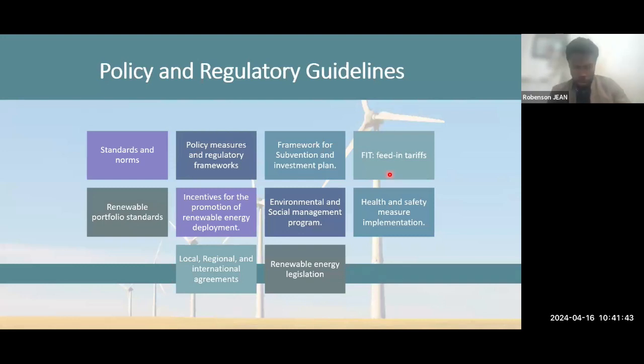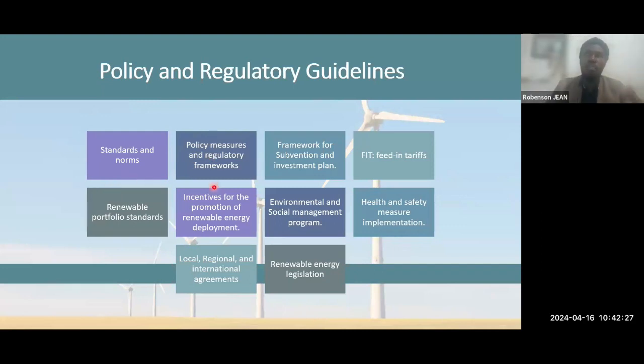So now, after addressing the technical solutions, it is important to consider the guidelines. Because it is not only knowing the information and getting involved, setting goals, it is also important to respect some regulatory guidelines, some policies. So when implementing a renewable energy project, it is important to consider standards and norms that are available in a given area, in a given country.